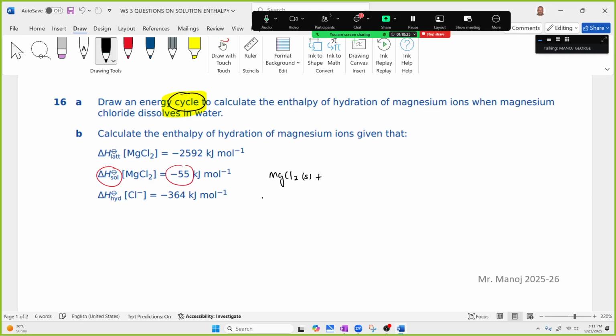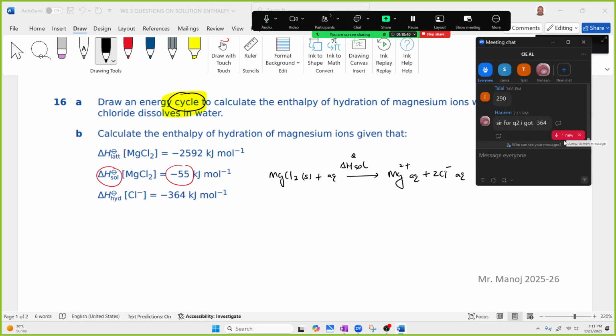Let me know if you have the answers. Please type in if you have the answers. Okay, someone already typed an answer. Haneen, which one are you talking about? Which question, question two? You could use the mic and speak. Are you talking about the earlier question?